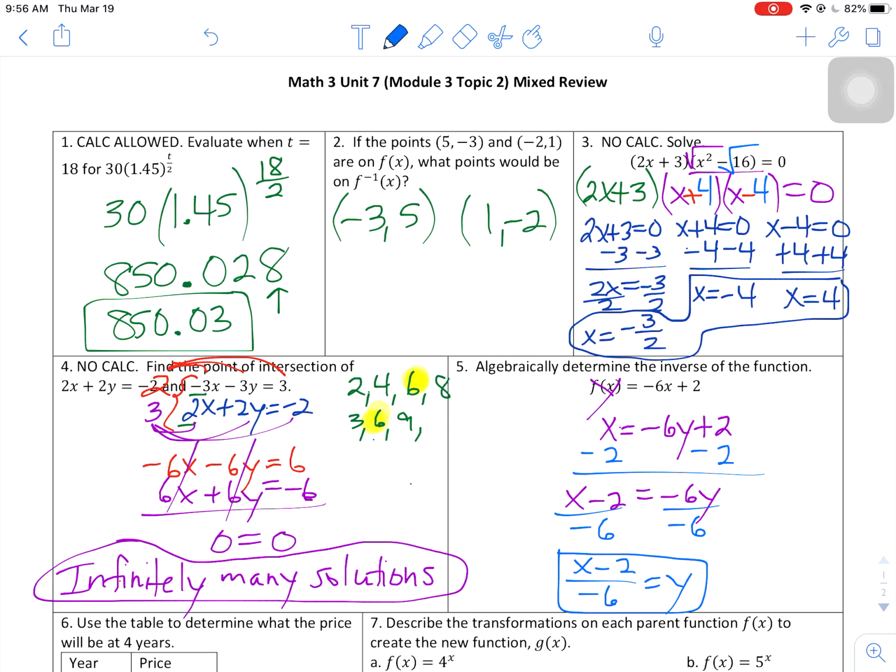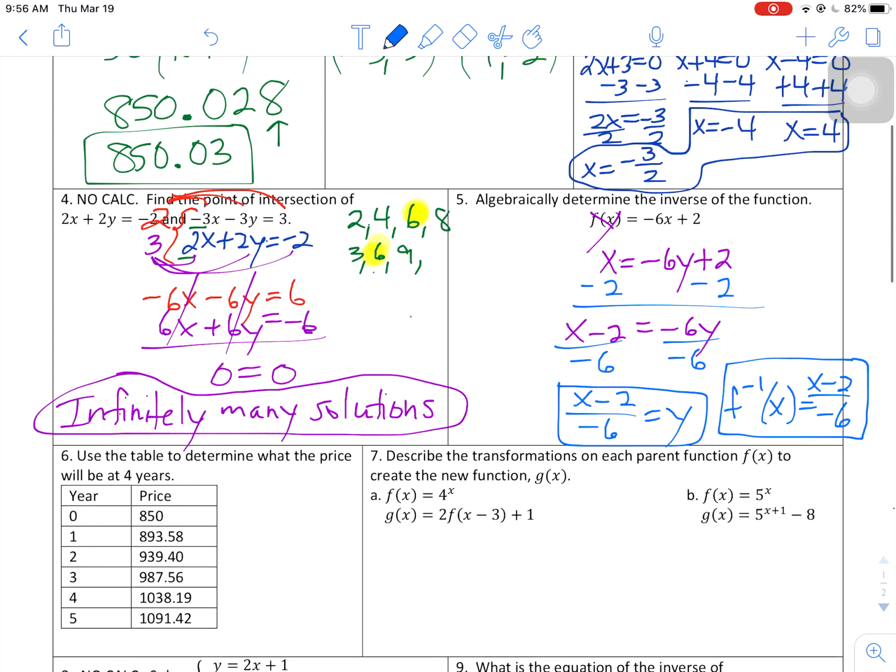If we know our answer is still a function, we can use that inverse notation. So I happen to know that the answer we got is still a function. So I could do f inverse of x equals x minus 2 over negative 6. And I know that new equation is a function because that's actually just a line. And lines are functions because they pass the vertical line test.